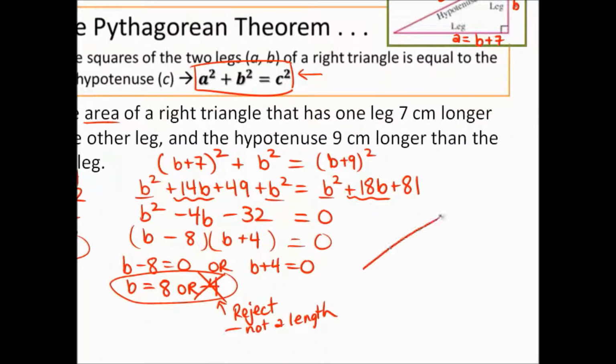Great, so we have a triangle now where b is 8, b plus 7 is 15, and b plus 9 is 17. We can now find the area by going half base times height, which is 60. Square units, in this case it was centimeters, so centimeters squared.